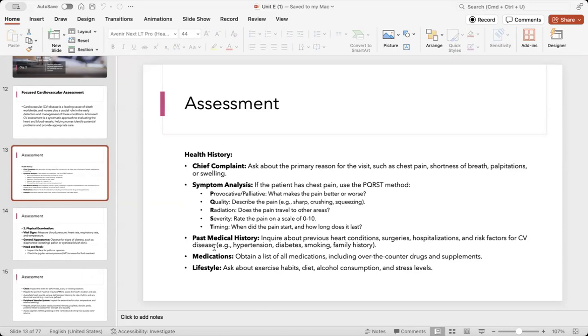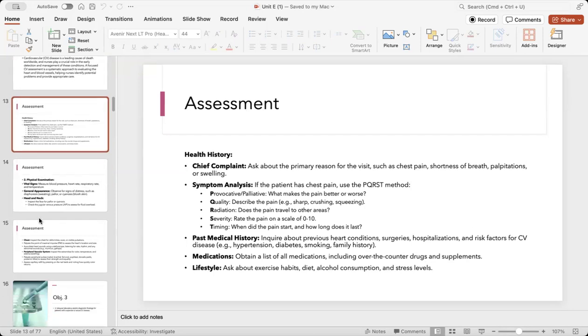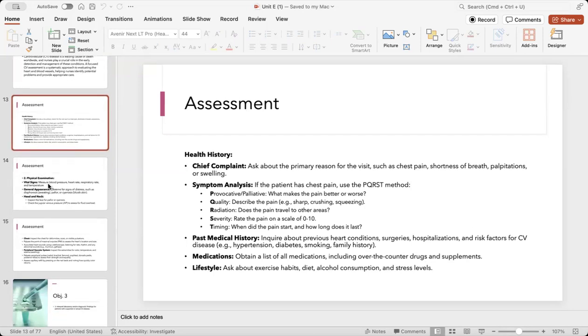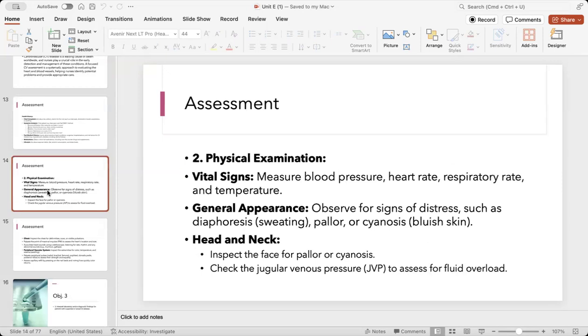Another big piece of that is medication. Especially for people with cardiac history, we need to get a very comprehensive medication list. We need to make sure that we know all the things they're taking. If we're talking about the physical exam, within normal limits, obviously, our blood pressure is stable, our heart rate is stable, our respiratory rate is stable.